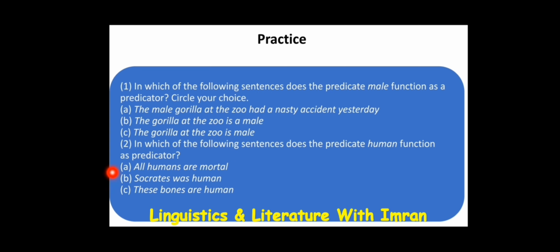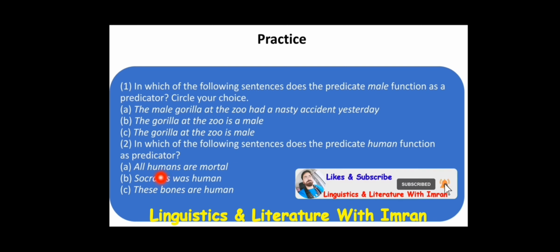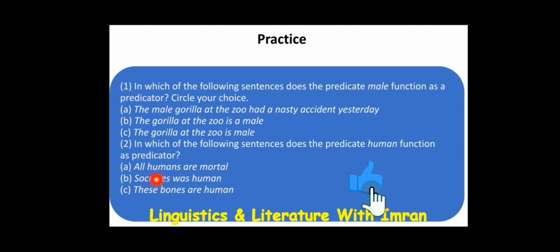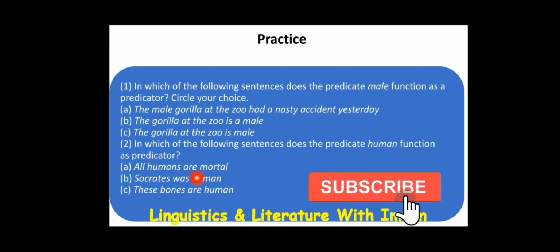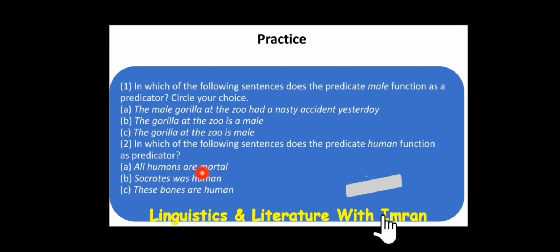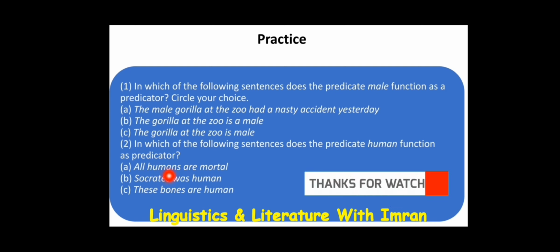Second example. In which of the following sentences does the predicate human function as a predicator? You can see: all humans are mortal. In the first example, human is a predicate, but it doesn't play the role of predicator. Because here the predicator is mortal, and the most important meaning in this sentence is given by mortal. So mortal is the predicator here, while human is not.